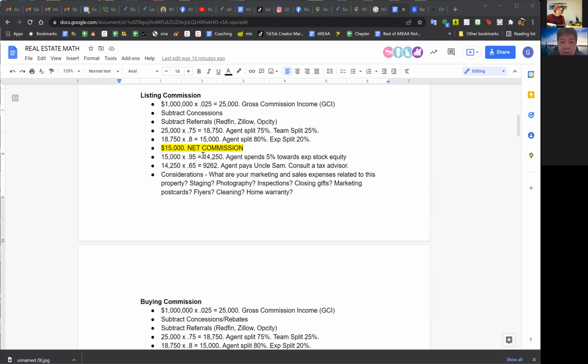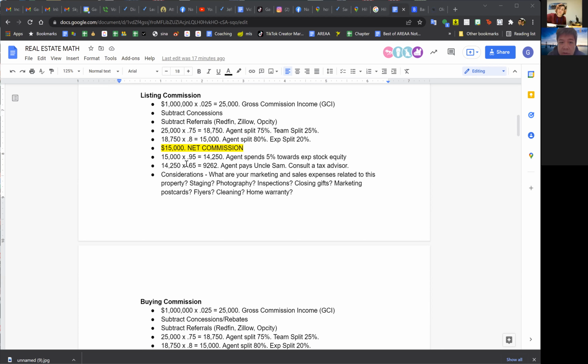And then maybe you do other stuff, like maybe you buy company equity and you're down to 14,250. And then you're still not done because now you had to pay Uncle Sam. You're an independent contractor. Your employer does not take the taxes away from you to pay the government. You have to do that yourself, in terms of estimated quarterly taxes, and then you're left with 9,262 spending money.